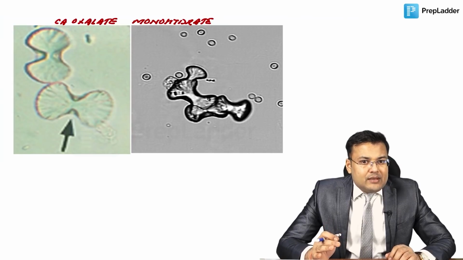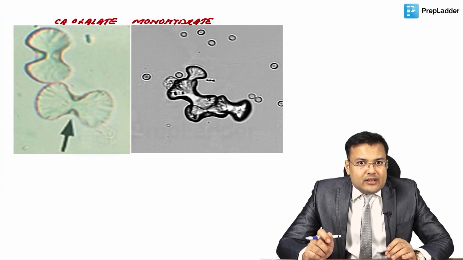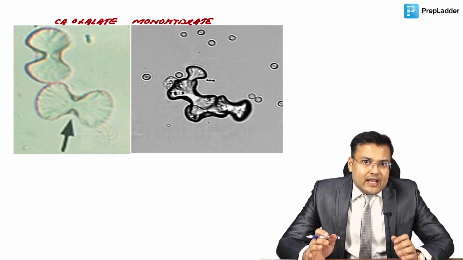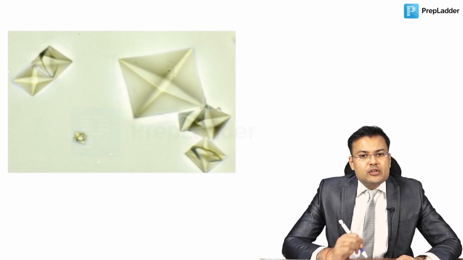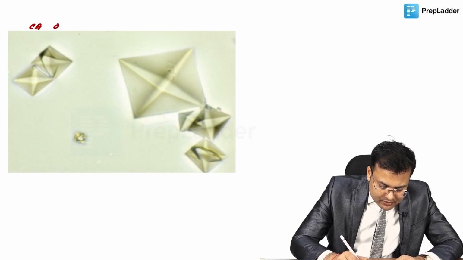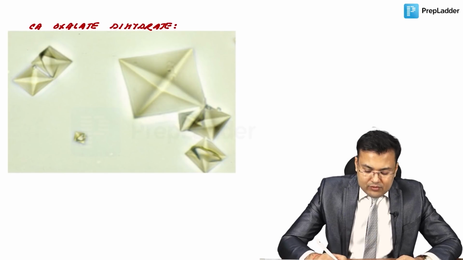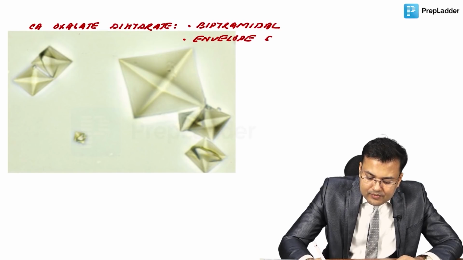What happens in calcium oxalate dihydrate? Sometimes only the term calcium oxalate is mentioned in the question. If only calcium oxalate is mentioned, you have to assume that it is calcium oxalate dihydrate, and in that, bipyramidal or envelope shaped crystals are seen. So here you can see this is a calcium oxalate dihydrate crystal, and it is bipyramidal or envelope shaped. Clear? This was asked in AIIMS also.